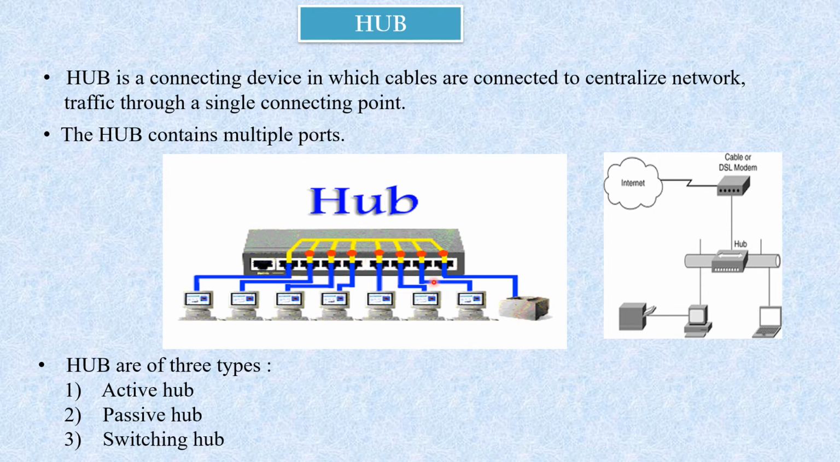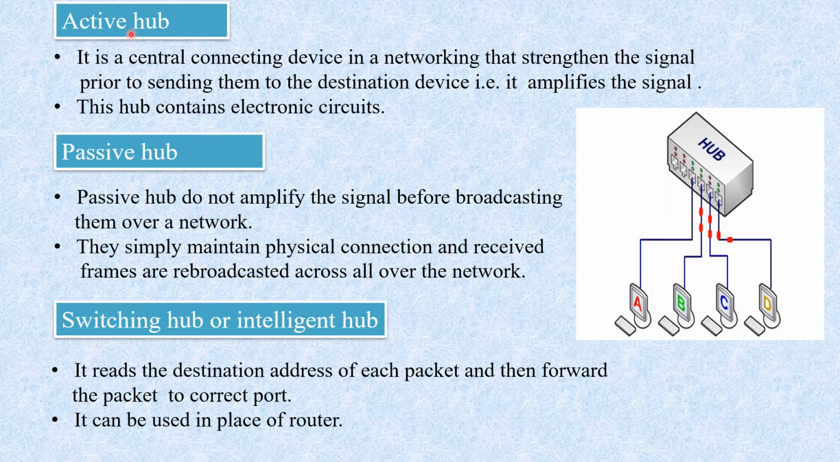See how the data is flowing. Now the types of hub. First, the active hub. It is a central connecting device in the network that strengthens the signal. So it has a device which strengthens the signal prior to sending it to the destination device, that is, it amplifies the signal. This hub contains an electronic circuit to amplify the signal.